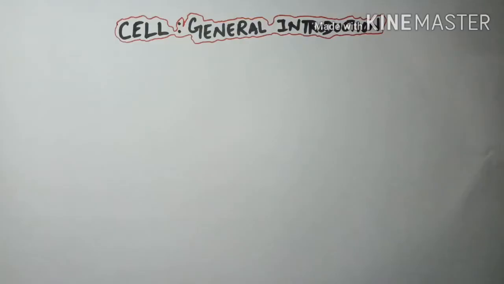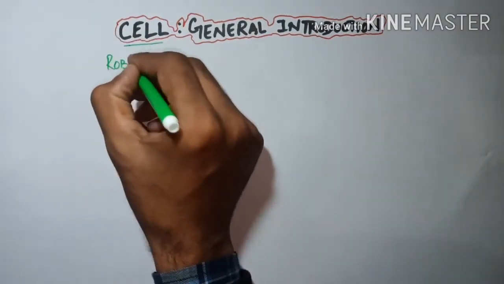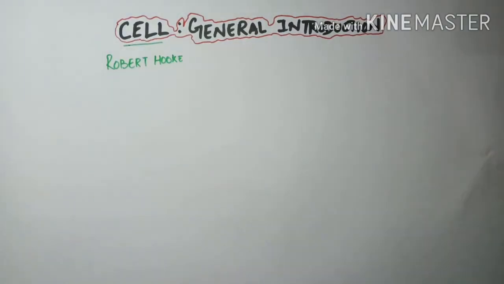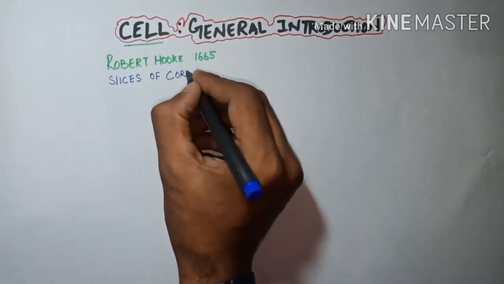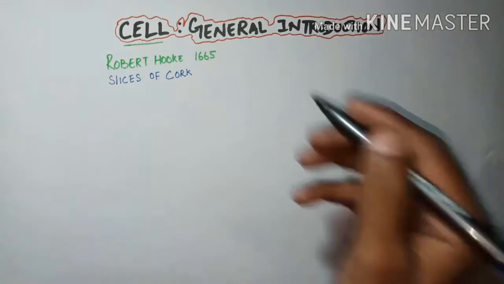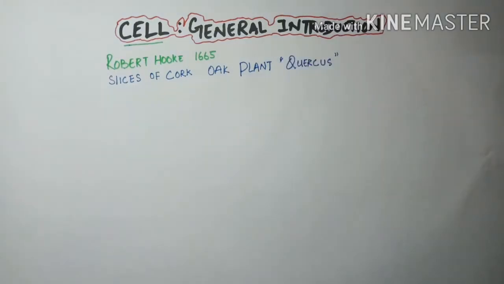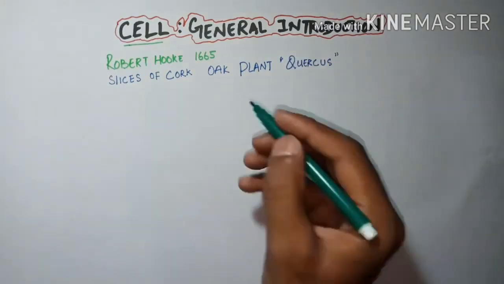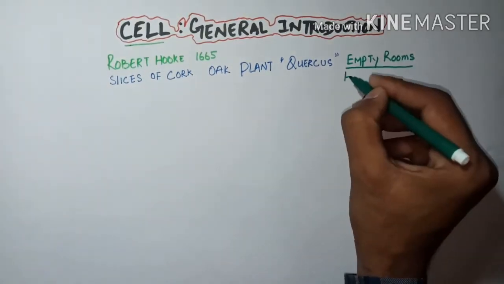As we know, the cell was discovered by an English scientist known as Robert Hooke in the year 1665. What he did was take thin slices of cork of the Spanish oak plant known as Quercus and analyze them under a microscope. When he saw them under the microscope, he saw empty rooms or a honeycomb-like structure.